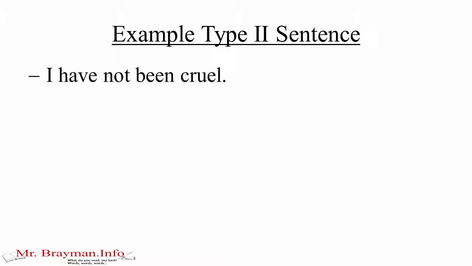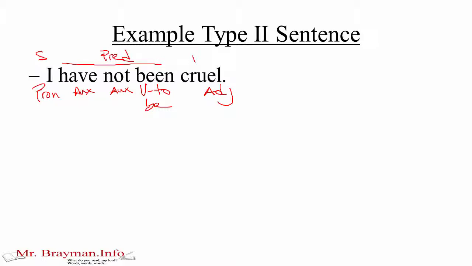All right, another one here, pronoun, auxiliary verb, verbs, form of the verb to be, and cruel is an adjective. So subject, complete predicate, and cruel is predicate adjective. Now when I give these to you on any kind of quizzes, they'll be mixed up. It won't be just, here's a type 2 sentence and diagram it. You're going to have to diagnose whether it's a type 1 or type 2 or type 7 or whatever. So be mindful of that as we go through these.